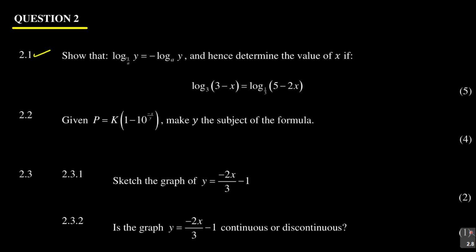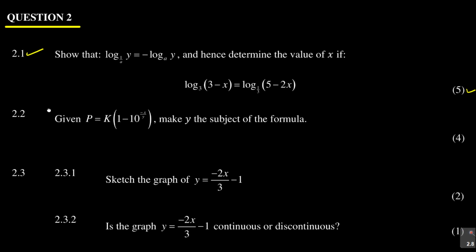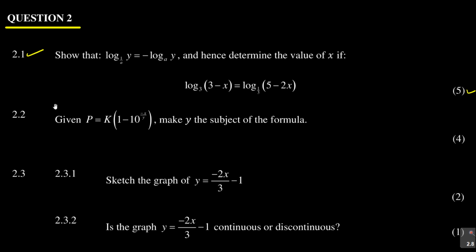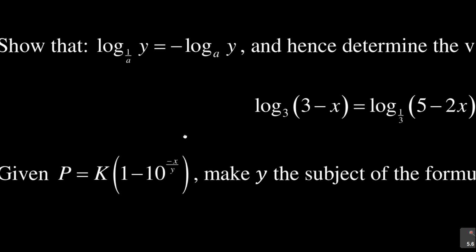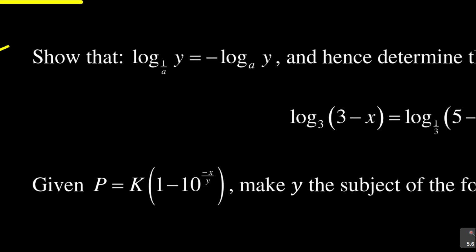It says show that log in base 1 over a of y is equal to negative log in base a of y, and hence determine the value of x. They give you 5 marks for that. Now look at this. You are given this log, so we need to show this. That's what we're given. I need to show that.